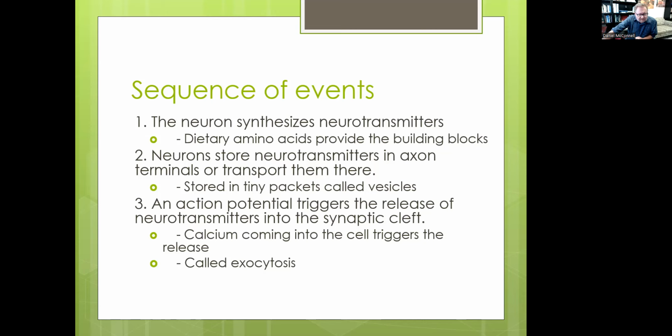That process is called exocytosis, right? Exo meaning moving out, and cytosis referring to the cell. So moving out of the cell is exactly what this exocytosis means here. Neurotransmitters move out of the cell.